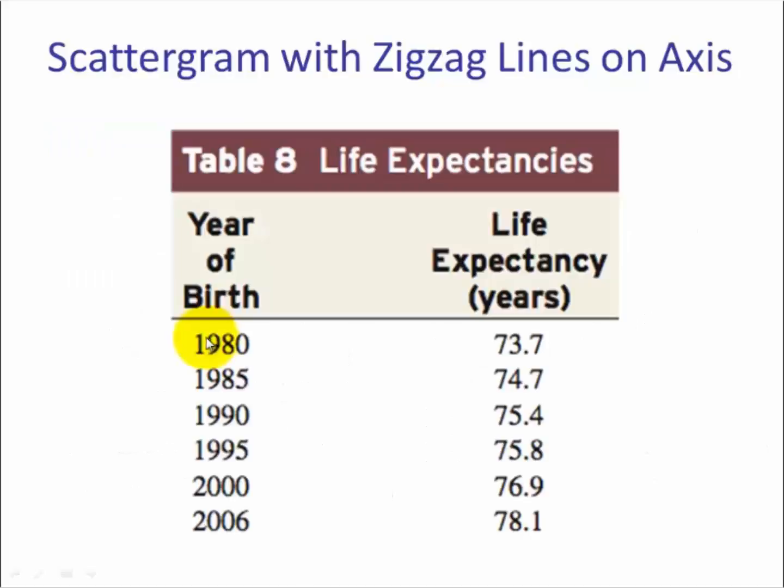Table 8, years of birth. We have from 1980 to 2006. Life expectancy measured in years is given here. So we'll be doing this many times in this course. We are going to take this date and count the number of years beyond 1980, and we're going to call that variable T. T will be our independent variable and L will be our dependent variable.